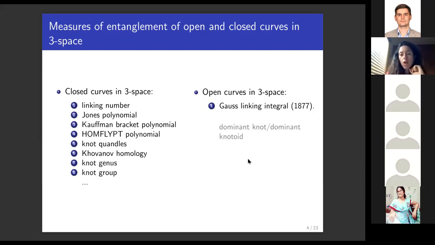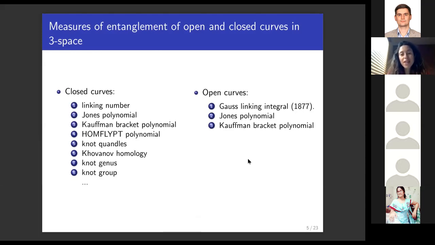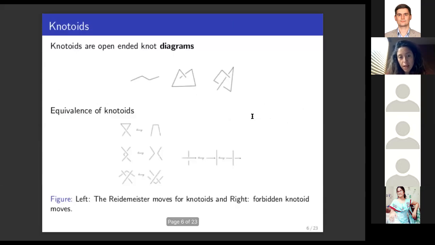Okay, so now using all these ideas, we found a more rigorous way that we can define the Jones polynomial and Kauffman bracket polynomial directly from open curves in 3-space. It is not for open curves after we close them. It is not for open curves after we project them only in one projection and get its polynomial. It is for open curves in 3-space. So let's see how we can do it.